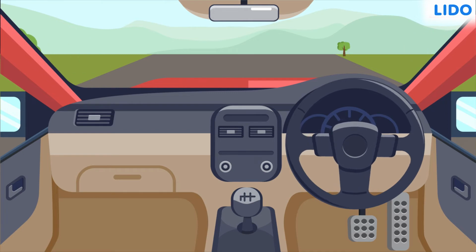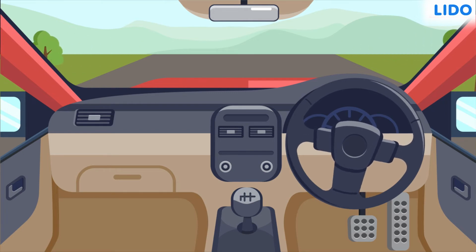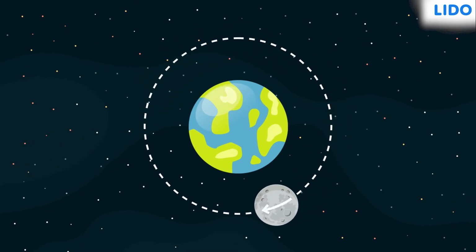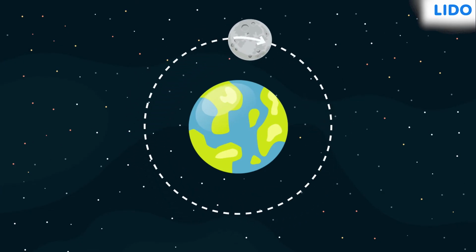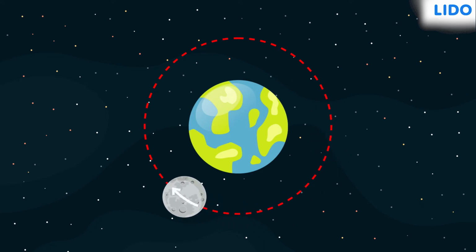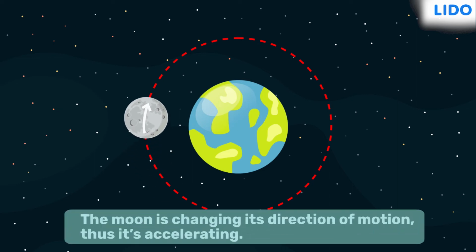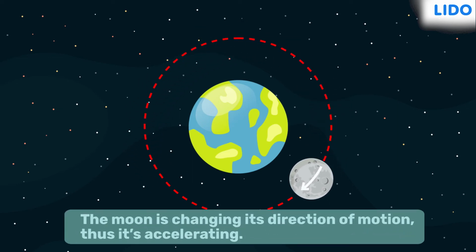Let's try and rethink multiple situations around us in which we may have confused these terms. Look at the moon. Does the moon accelerate? It's moving in a circular path around the earth and thus changing direction. Because the moon is changing its direction of motion, it's accelerating.